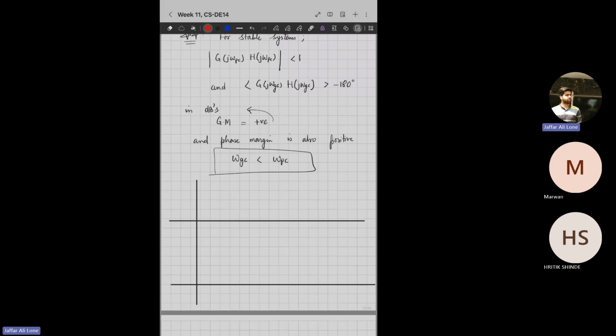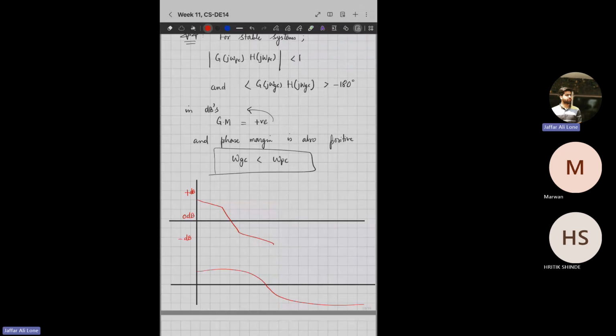So my gain margin is okay. This is my 0 dB line. This is plus dB. This is negative dB, right? So my gain crossover frequency is less than phase crossover frequency. Let's assume I have a magnitude Bode plot of this and phase something like this.